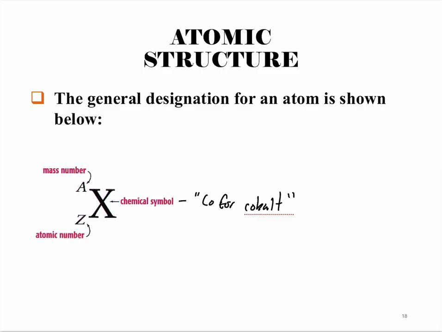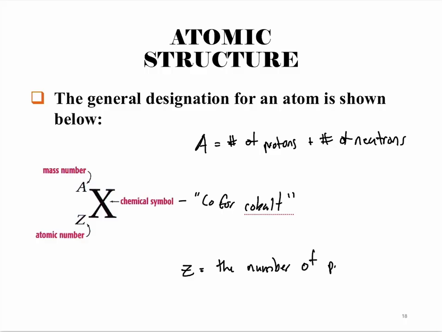The mass number, A, is going to be equal to the number of protons plus the number of neutrons, right? Because the mass isn't just given by the protons. Rutherford's experiment said that it's not just charge that's deflecting things, it's also mass. And then Z is going to be equal to the number of protons.